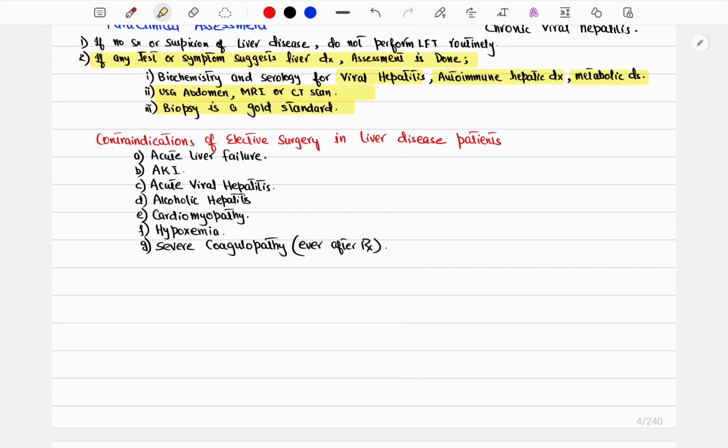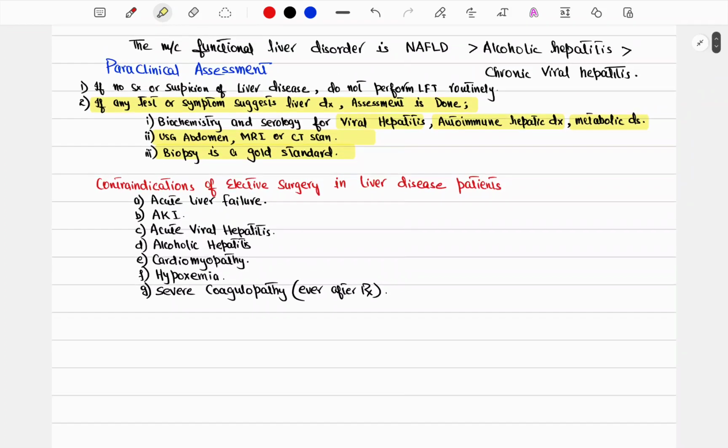What are the contraindications for elective surgery? If a patient has liver disease, what are the contraindications? If the patient has acute liver failure, acute kidney injury, acute viral hepatitis, acute alcoholic hepatitis, cardiomyopathy, hypoxemia, or severe coagulopathy even after treatment, then it is a contraindication to perform surgery.